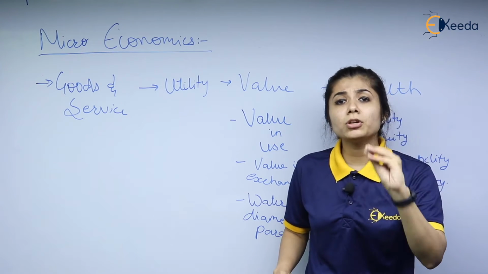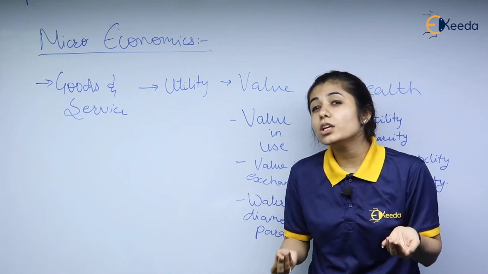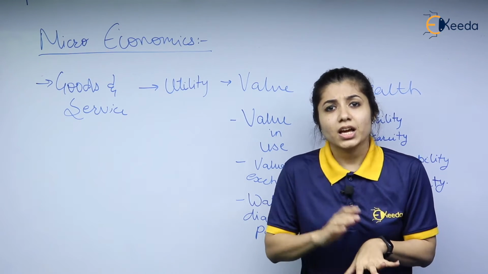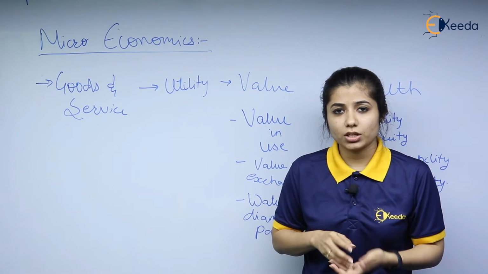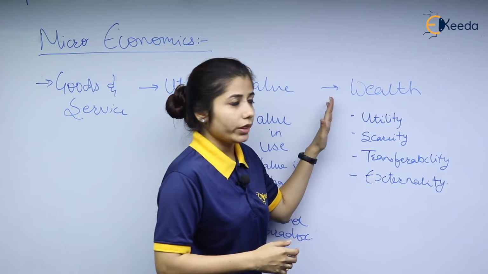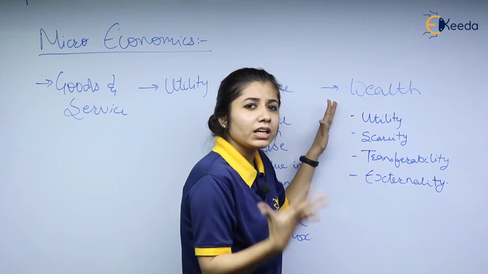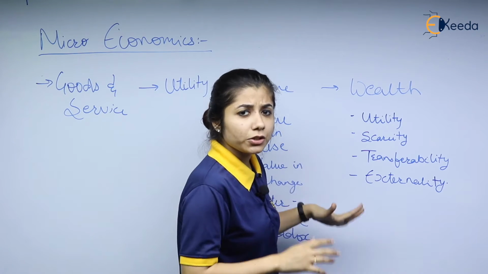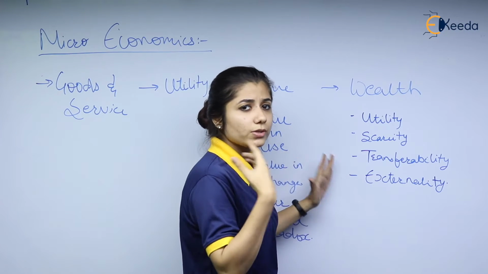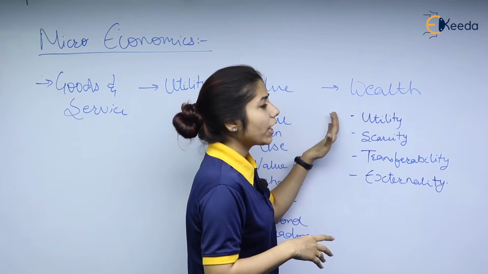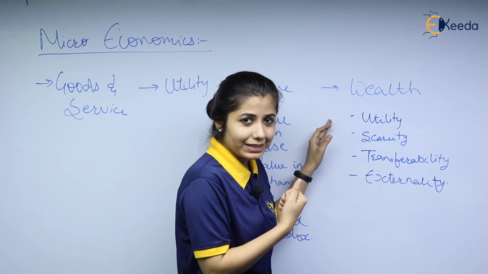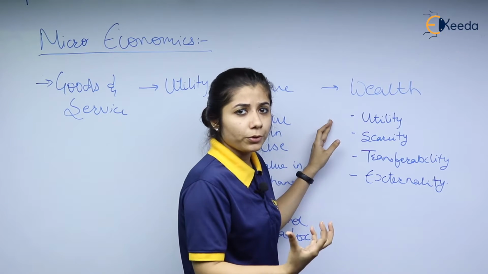Certain things, even after being very useful, have very low value in exchange. And certain things, even after being useless, have very high value in exchange. Is that clear? In the next part, we see wealth. Wealth means anything that has value. For any good or service to be termed as wealth, it should have some utility. It should have some use for the person who's buying it. It should be useful to the person.